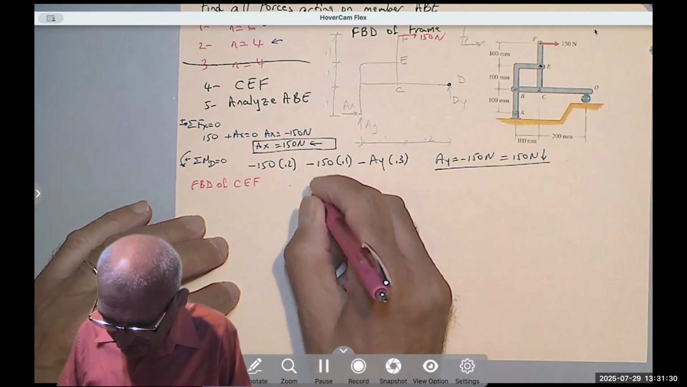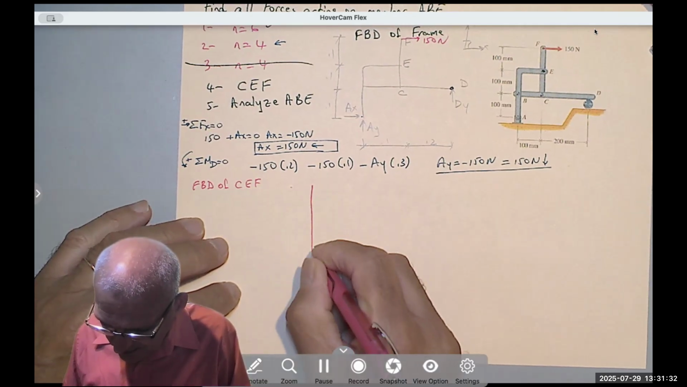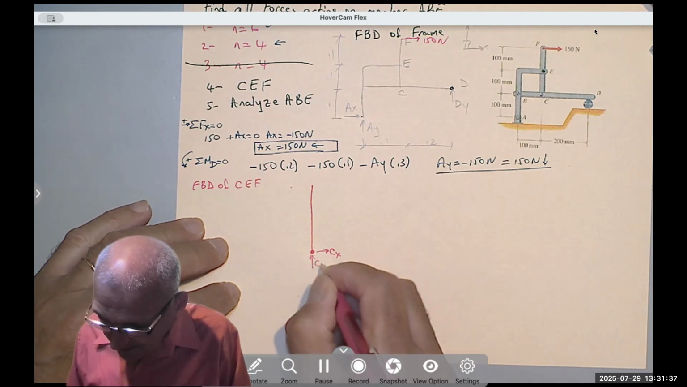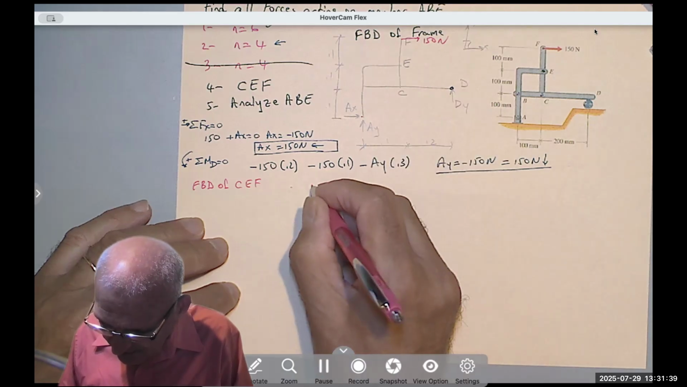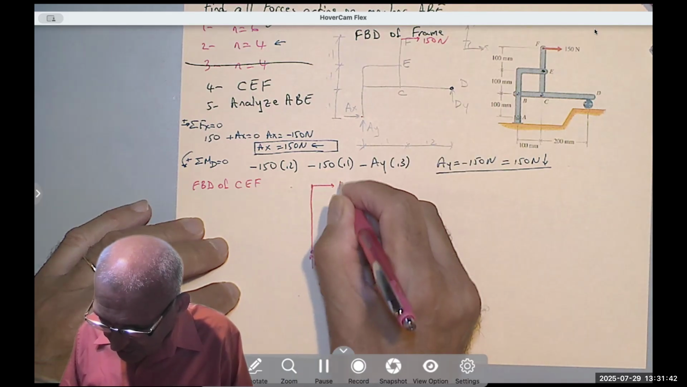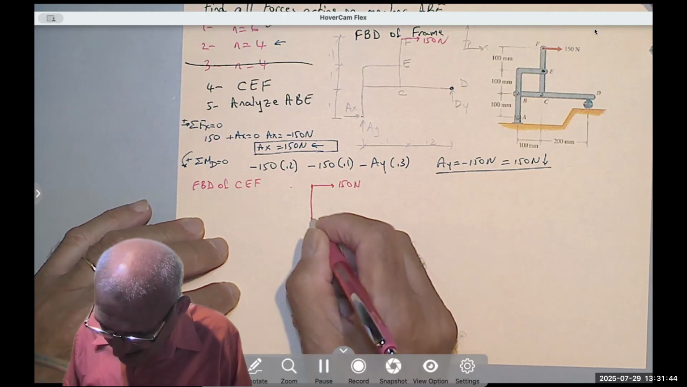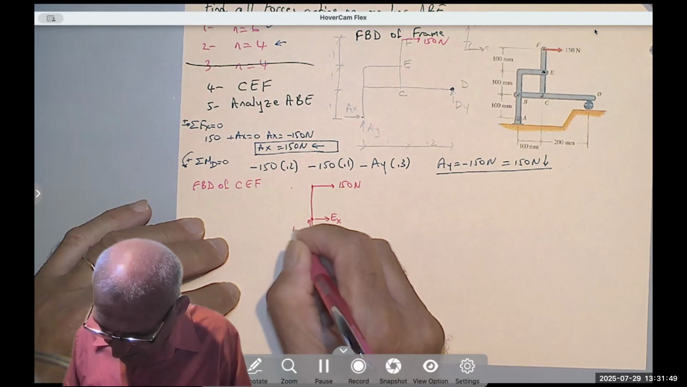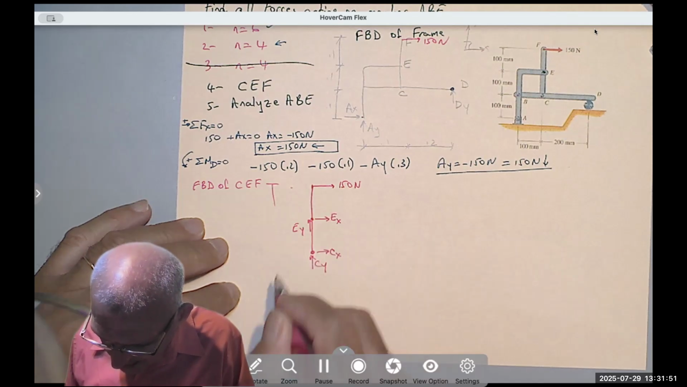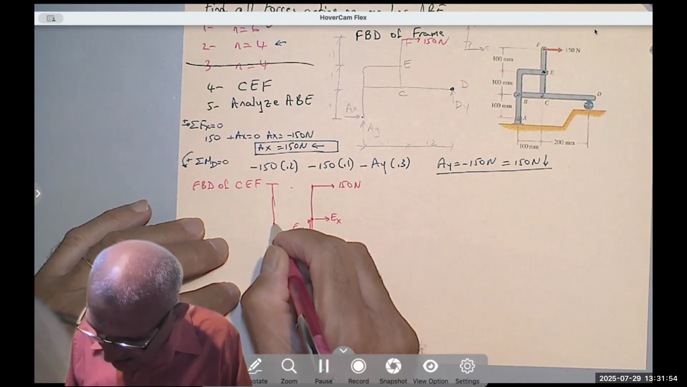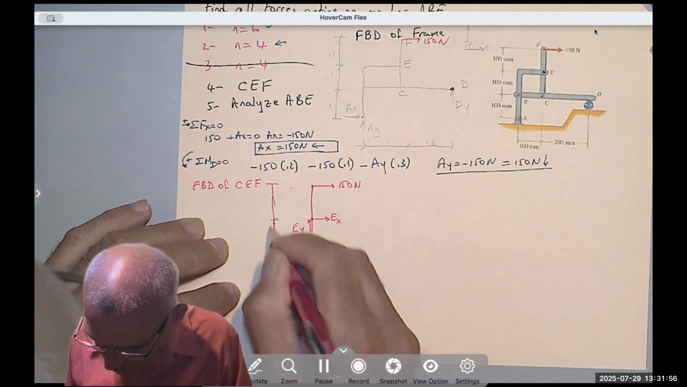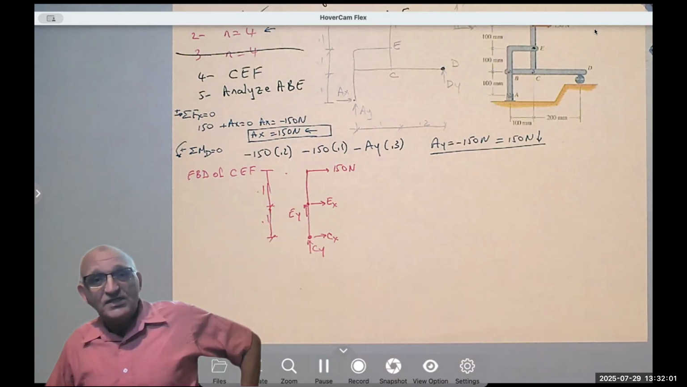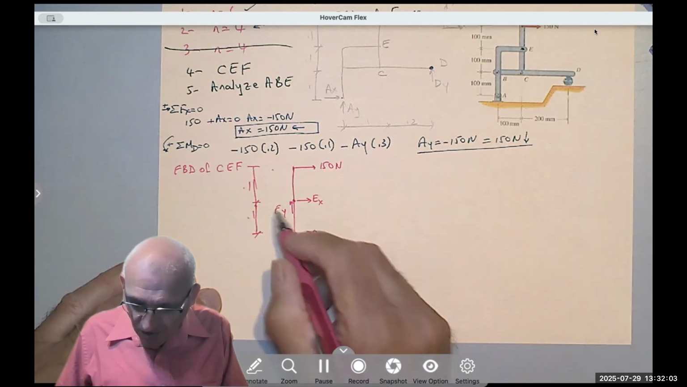Here is CEF. At C, I have CX and CY. At F, I don't have a support. I only have an external load of 150 Newton. At E, I have an EX and an EY. And this is 100, 100, or 0.1, 0.1. And there is nothing else. It's just the vertical element. So easy. Notice I need one of these two.